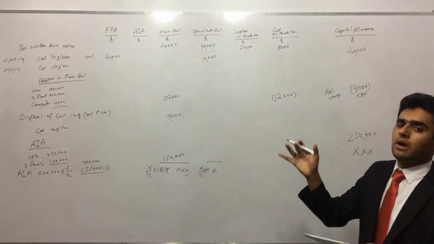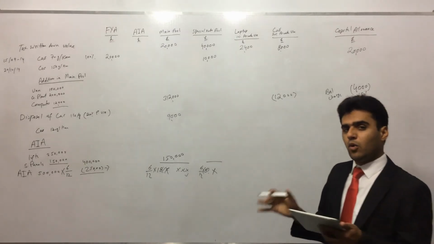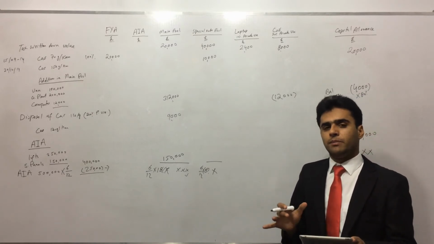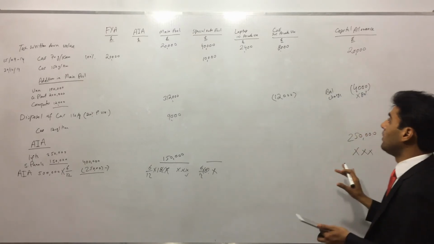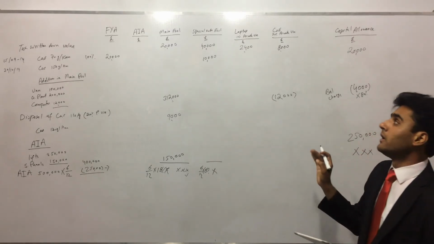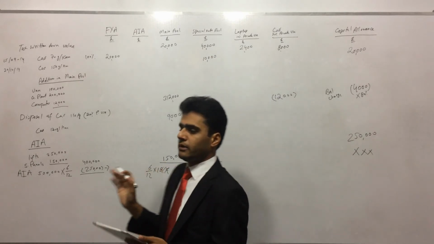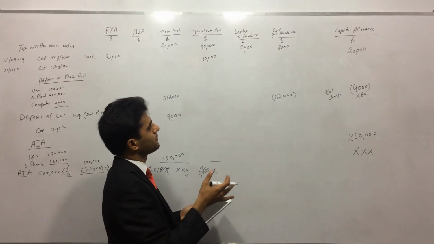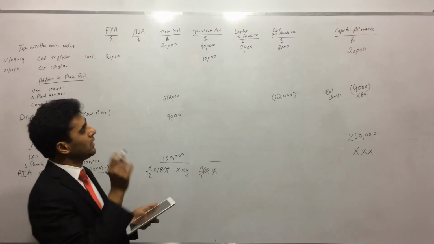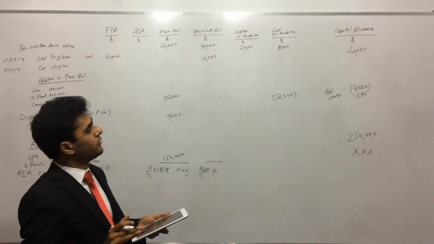Now, this personal use is by the owner. So whenever there is personal use by the owner, we will only take the business proportion. We will not take the other portion, which is the private portion. We will not use the private use. We'll only take the business use.